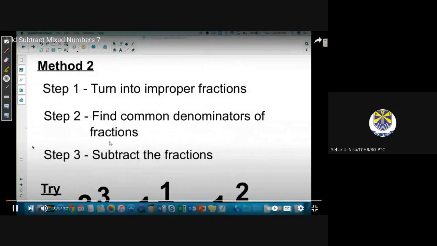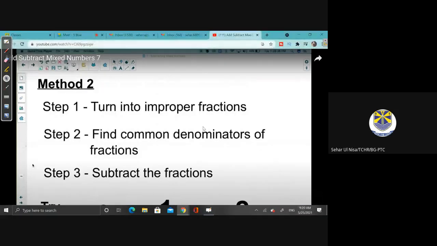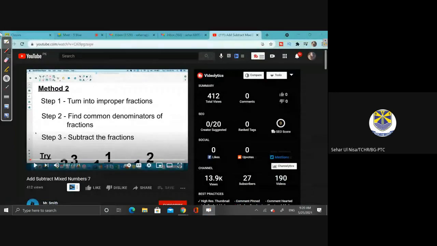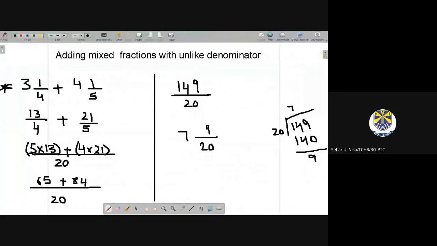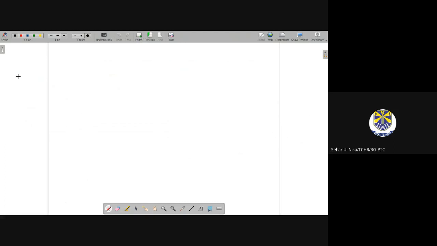Okay, this was the second method that you can do. I'm going to explain this method too. So if you want to choose the first method, you can, and if you want to take the second method, then you can use that method. So we are going to do the same question with that method: 3 1/4 and 4 1/5.